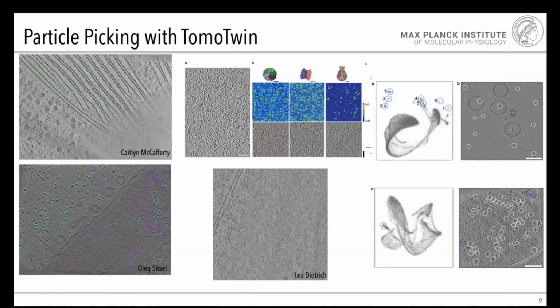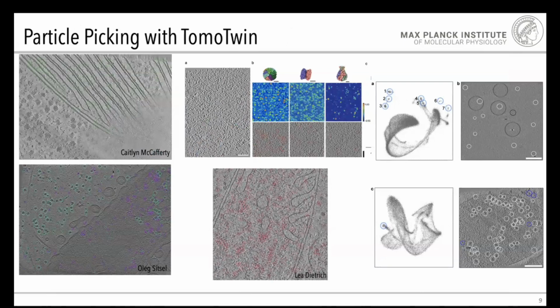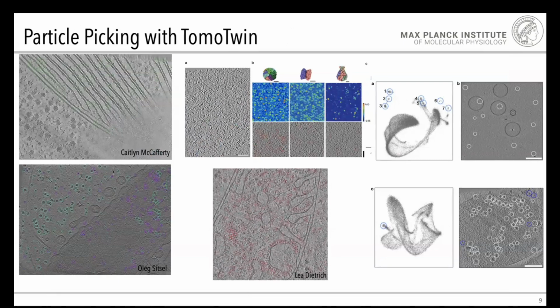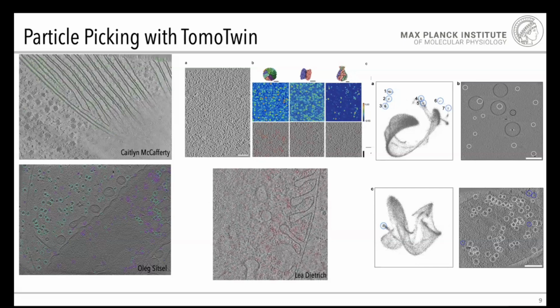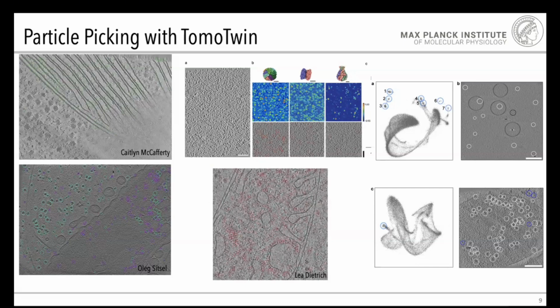TomoTwin has been out for about two years now, so we have a lot of examples where it's been useful, not only in our hands, but also in the community. Also things that we never expected it to do, like picking membrane proteins, which it was never designed to do because they weren't in our training data. But I should say that we also have some cases where TomoTwin is just not working that well. So there's certainly still some more work to do here.